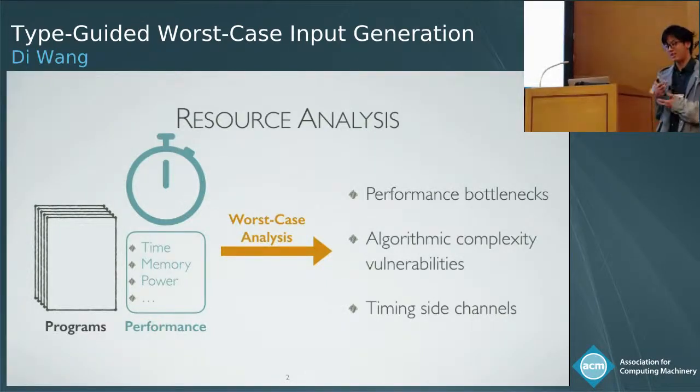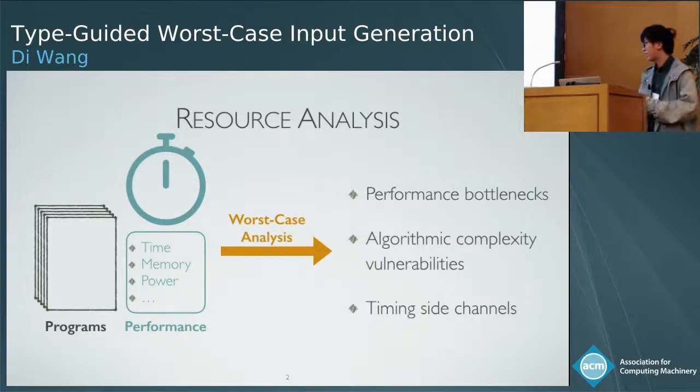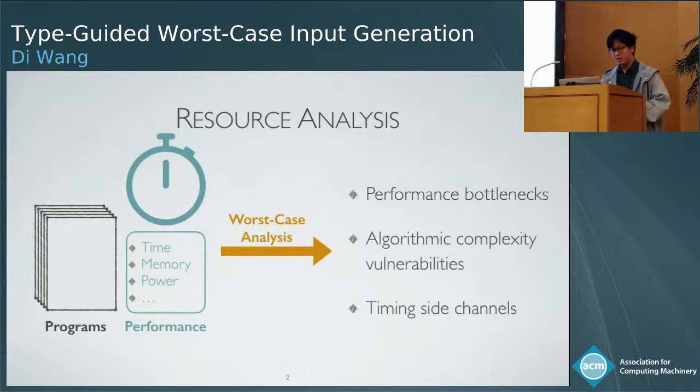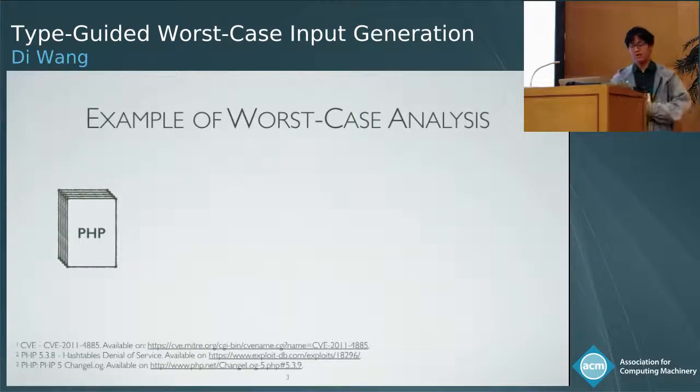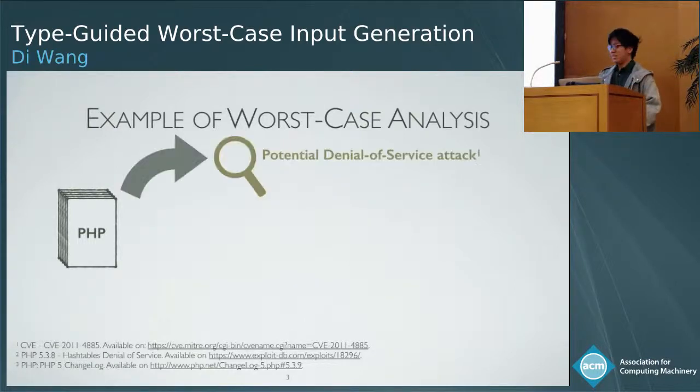We can detect algorithmic complexity attacks, or even identify timing side channels. Here is a concrete example of worst-case analysis. Take one of the best programming languages in the world, PHP, where somebody identified a potential denial of service attack several years ago.